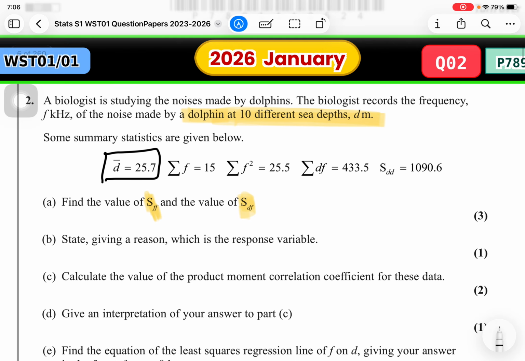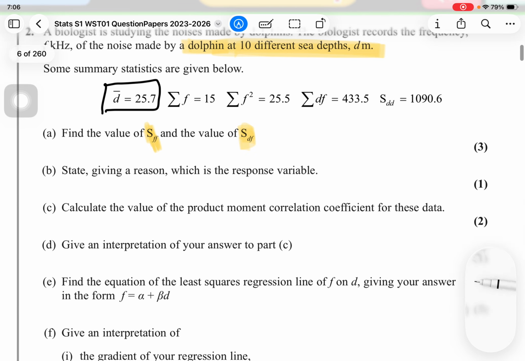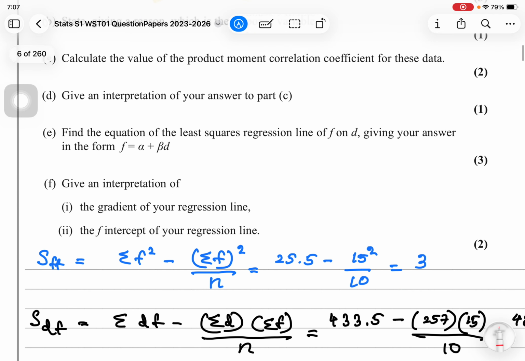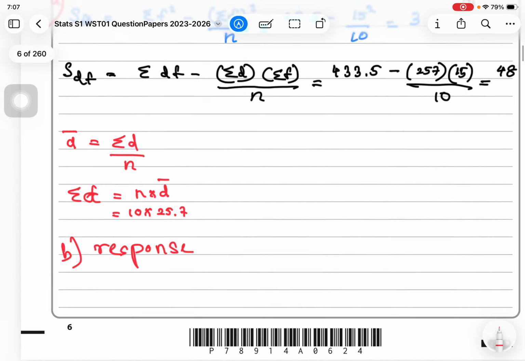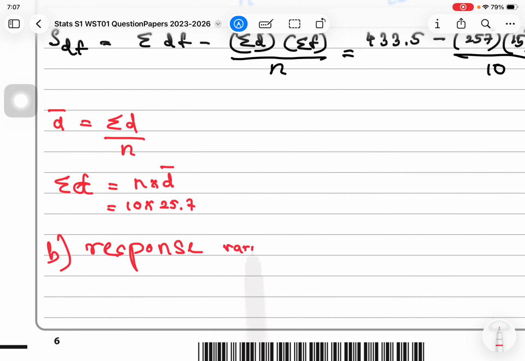Now they're saying state, giving a reason, which one is the response variable. We know the response variable is the dependent variable. Let's quickly revise our memory on this, since this is a revision. This was question number A. In question number B, I'll take a minute to explain. The response variable is the dependent variable, which is the important thing, which is y.